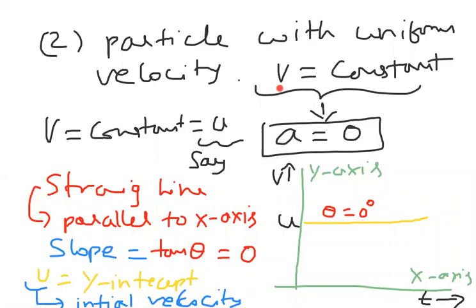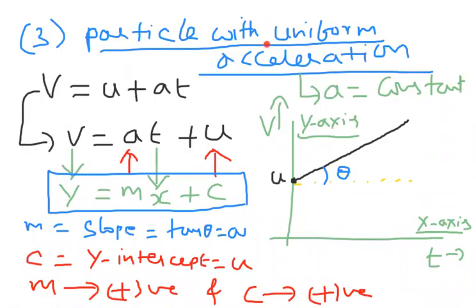Next, we discussed particle with uniform acceleration. We know the equation of motion, v equal to u plus at. Just shuffle the terms: we brought at to this side and u to that side, and we have written v equal to at plus u. Now observe, velocity is taken on the y-axis, time on the x-axis. We can write y equal to mx plus c. m is the slope. Slope is equal to tan theta, which is equal to a. So c is called the y-intercept, and its value is u.